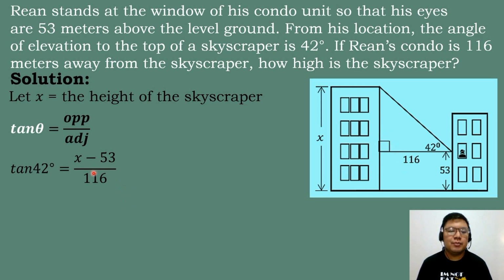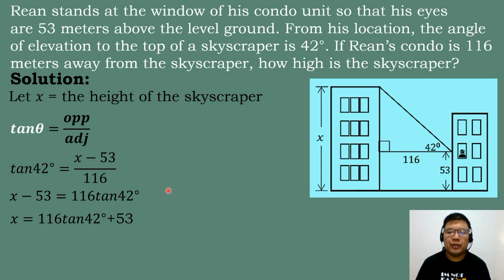And we will cross multiply this. So we have tan 42 degrees times 116 is 116 tan 42 degrees, and x minus 53 times 1 is x minus 53. Then we just bring down x, equals 116 tan 42 degrees, and negative 53 transposed to the other side of the equation becomes positive 53.